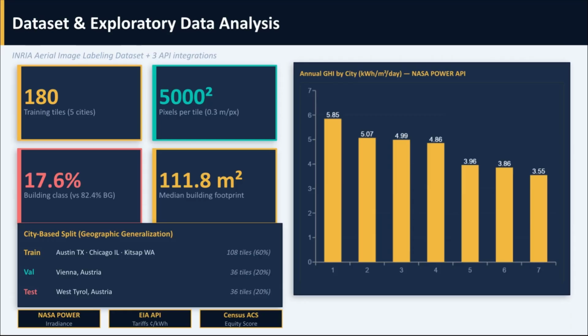Talking about the EDA, to teach our models to recognize rooftops, we needed thousands of satellite photos where someone has already labeled the buildings. We call this labeled data. For that we used the INRIA aerial image labeling dataset, which gives us 180 aerial photos across 5 cities: Austin and Kitsap in the US, and Vienna and West Tyrol in Austria. Each photo covers about 1.5 square kilometers at a resolution detailed enough to see individual cars. The most important thing we found is that buildings only cover about 17.6 percent of the pixels. The rest is road, trees, and grass.